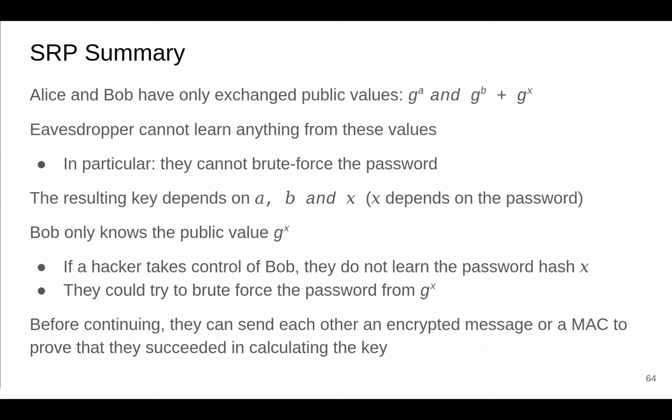But they get the benefit of actually authenticating each other and checking that they're actually validated. If a hacker takes control of Bob, they do not learn the password hash X, but could try to brute force it from the exponentiation that they have. Before continuing, they should of course send each other an encrypted message or a MAC to prove that they succeeded in calculating the key, thereby validating that the exchange protocol has successfully completed.